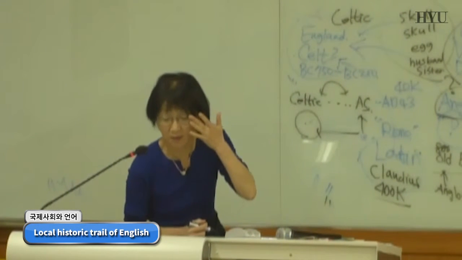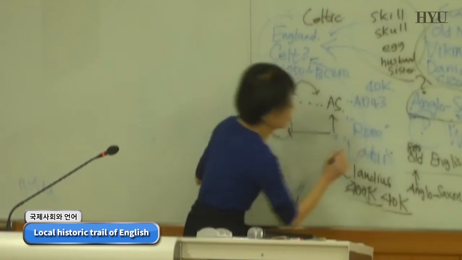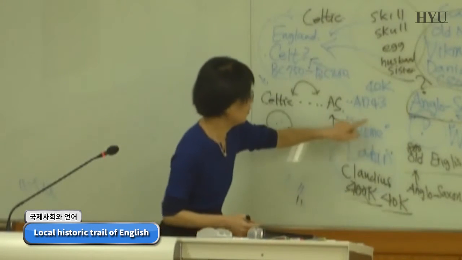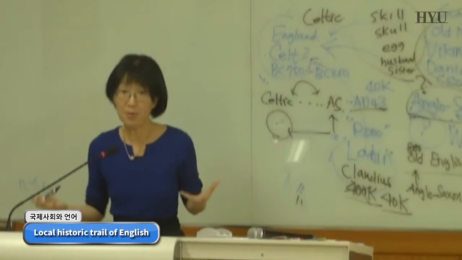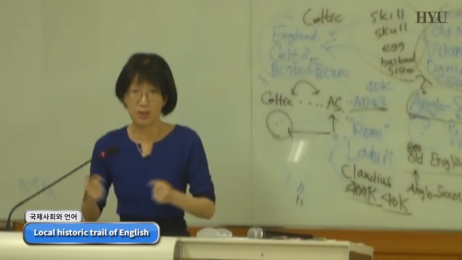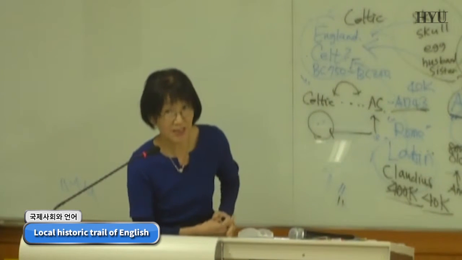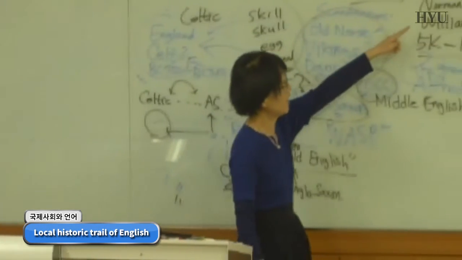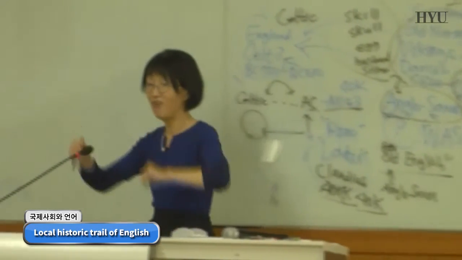400,000. Oh, no, I got it wrong. 40,000. So it was only AD 43. The Roman emperor came to the Britain Island with 40,000, but 10 centuries later, the conqueror, William, came over with only 5,000, but he could still conquer Britain.